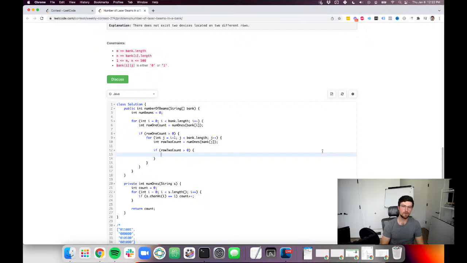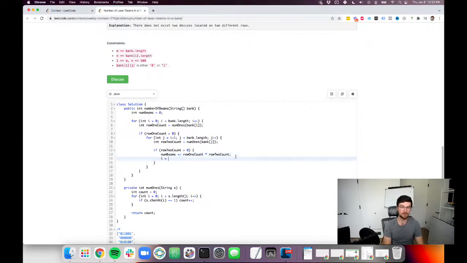So first, we want to add the number to our result. So we'll say numBeams plus equals row 1 count times row 2 count. And then we also want to update our I, right? Because I becomes j, basically. Now, because we're incrementing this, it really, I becomes j minus 1.